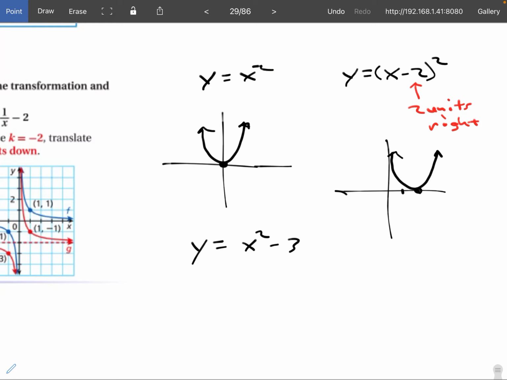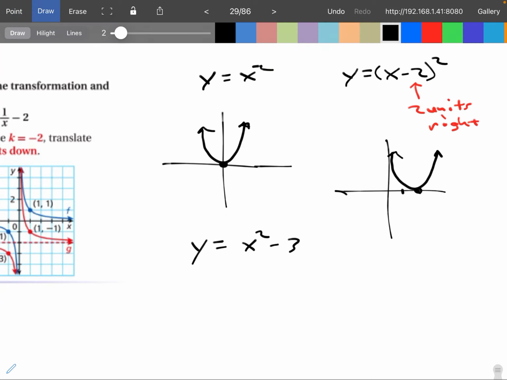Yeah, it goes down. So in this case, if it's a minus 3, it actually goes down 3. So that transformation right there would be a vertical shift or a vertical translation. That causes that graph to go down 3 units.